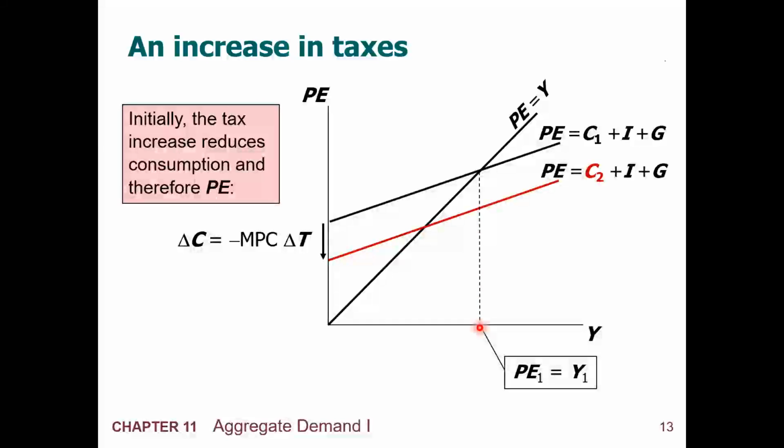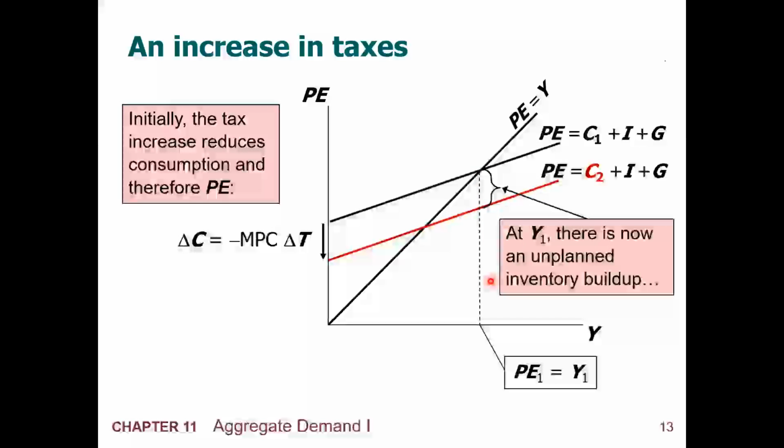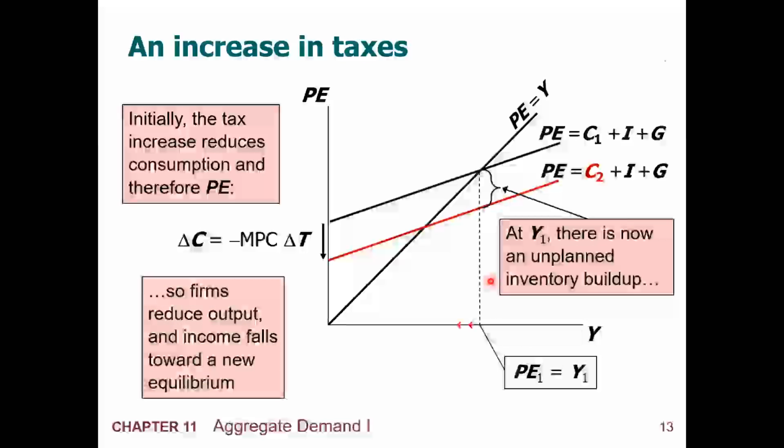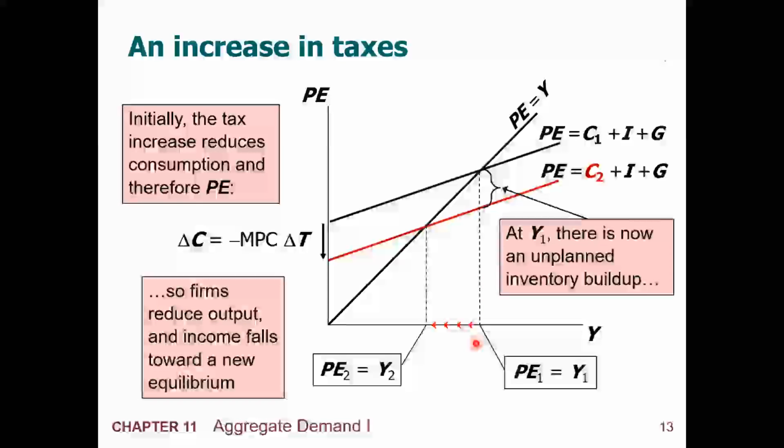All right, so let's say it was here, right? The economy still wants to be here. So the distance between the red PE line and the black PE line is going to be unplanned because we really want to be there, but we can't be there anymore. So it's going to be something that is unplanned. And so because of that, the economy is going to contract. So output is going to fall to Y2 and PE2 here.